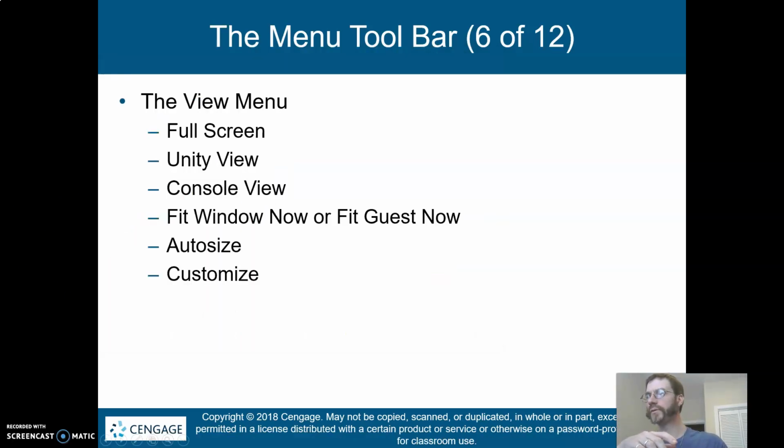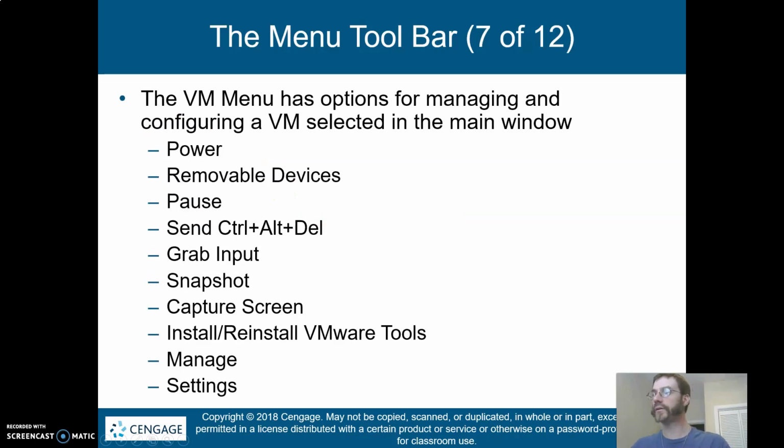The VM menu has options for managing your VMs, everything from power to removable devices. There's a way to send Ctrl-Alt-Del. You can grab input, capture a screen, make snapshots, install or reinstall VMware Tools. You can go to settings. Edit preferences is global for VMware Workstation. Settings will be your settings specific to a given VM. And there's everything I just talked about.